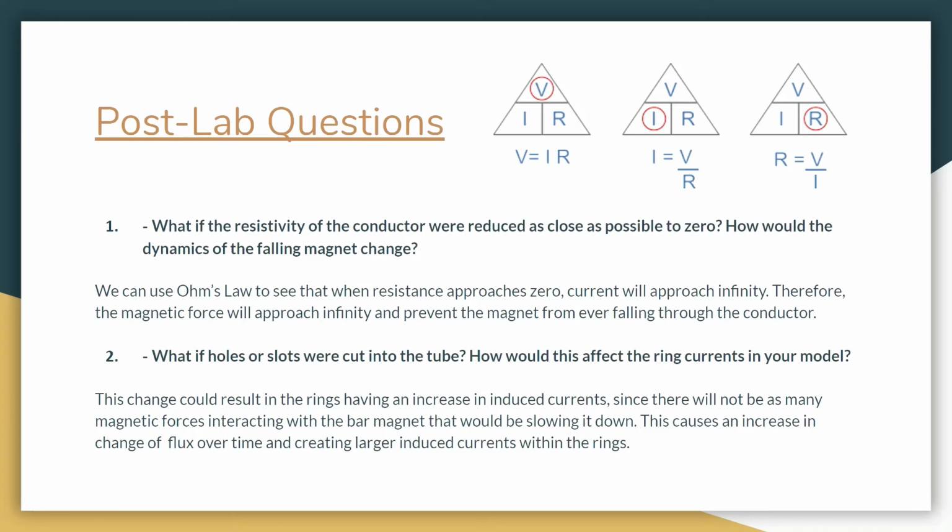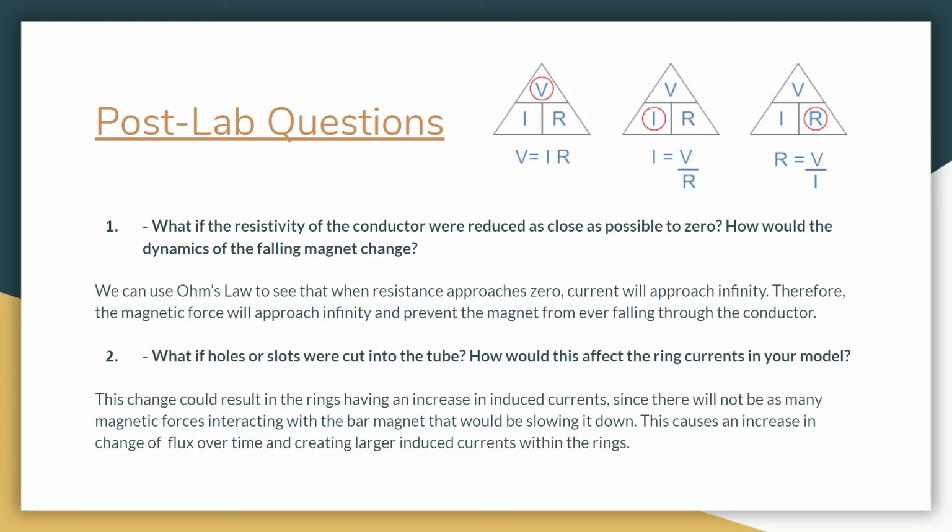So basically, we have a number divided by pretty much zero, and just basic math, we know that's going to equal infinity. So the current will equal infinity. Since the current is infinity, the magnetic force would also be extremely big. When the magnetic force acting upon the bar magnet is basically infinity, the magnet is no longer going to be able to fall through the conductor. It's just not going to happen.